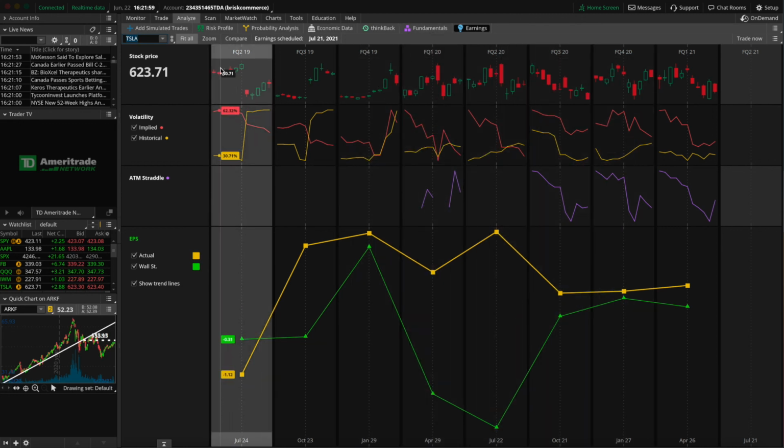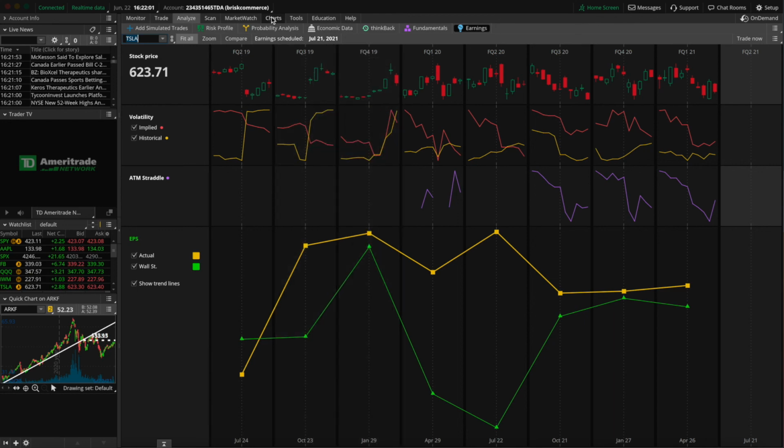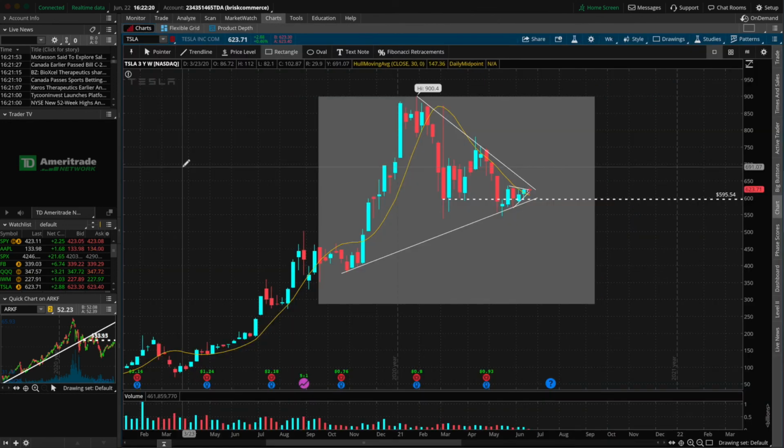So with that being said, this has been a brisk review of the general fundamental layouts of TD Ameritrade's Thinkorswim.